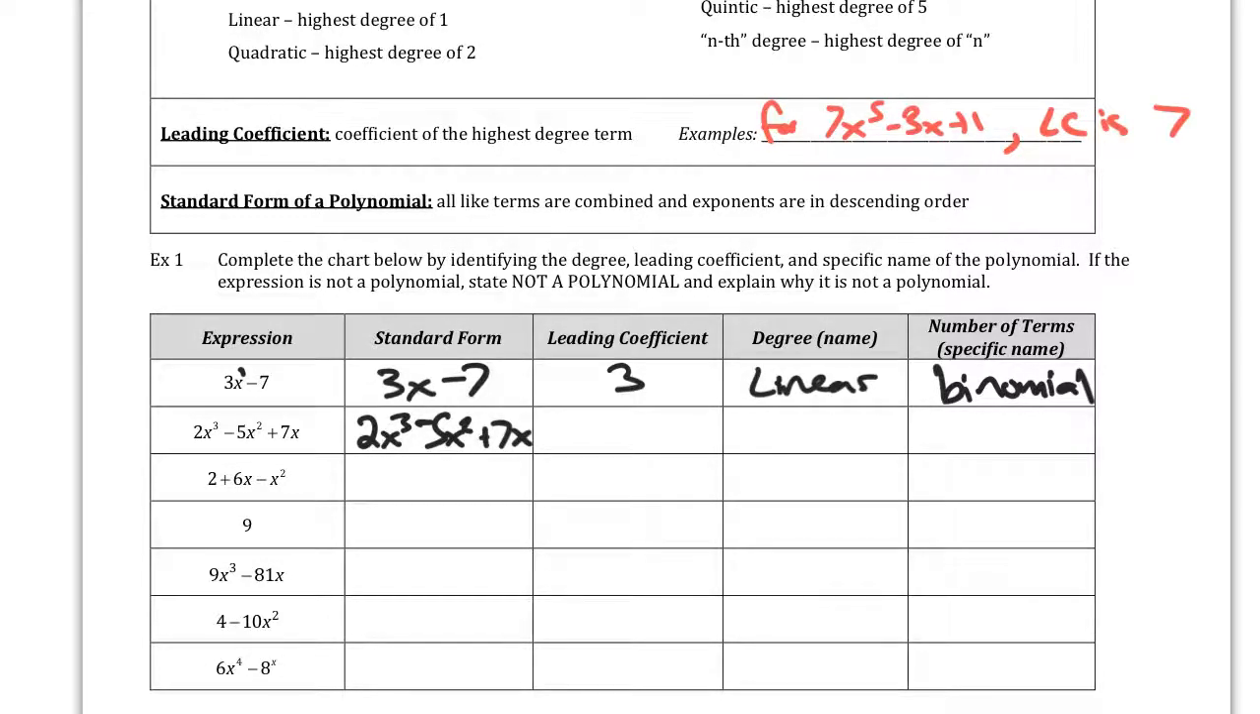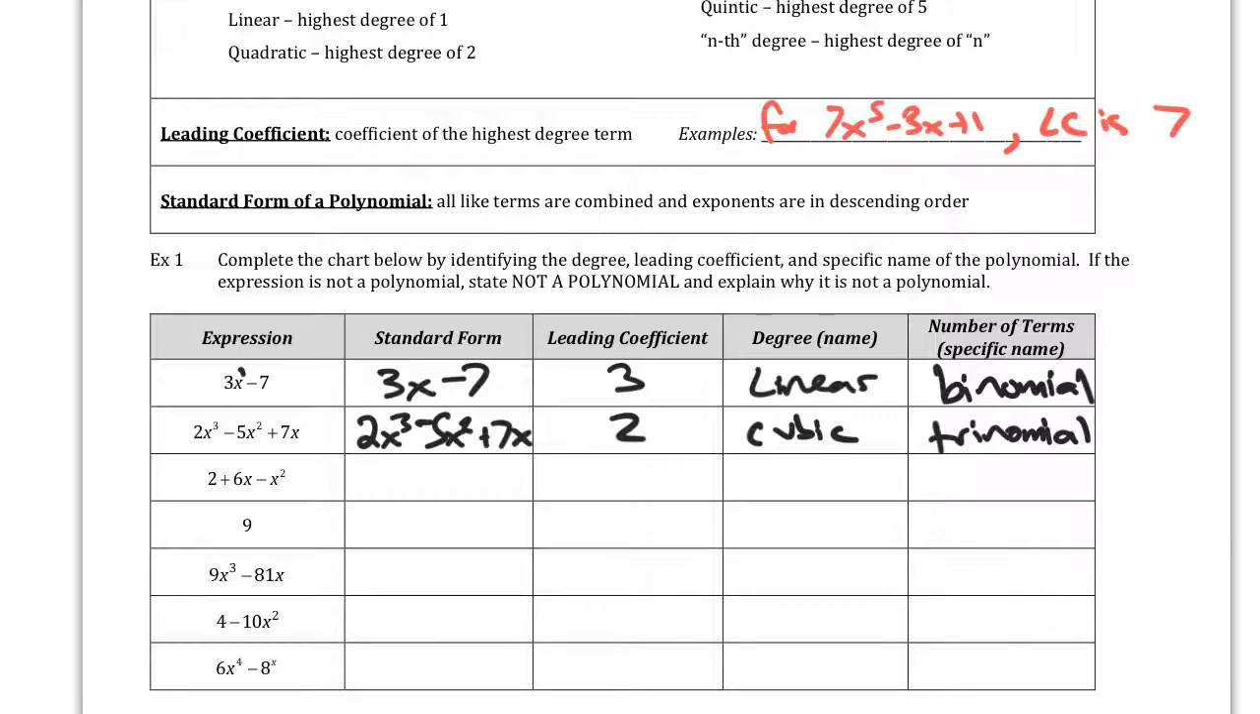Okay, 3, 2, 1. That's what I'm talking about. Exponent 3, exponent 2, exponent 1. The leading coefficient, look at the first term with the biggest exponent. The number in front is 2. When the biggest exponent is 3, we call that cubic. And then when there's 3 terms, 1, 2, 3 terms, we call that trinomial. Trinomial. Okay.